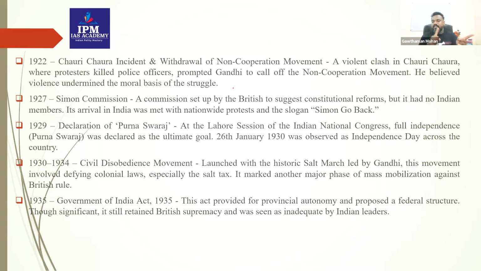Okay, so that was the civil disobedience movement, CDM, and the non-cooperation movement, NCM. Now, in 1935, the Government of India Act 1935 came into being, and it came up with various provisions. The Act provided for provincial autonomy and proposed a federal structure. Though significant, it still retained British supremacy and was seen as inadequate by the Indian leaders.